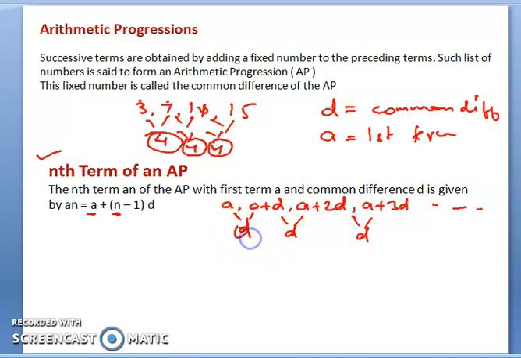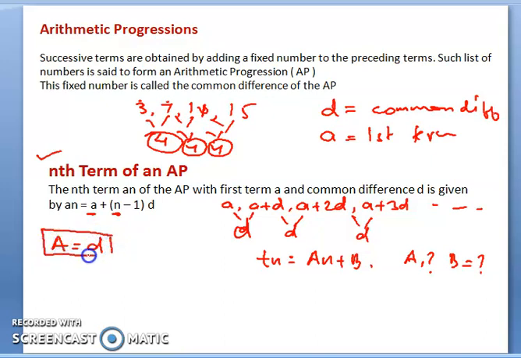Okay, so how can we find the formula using this? We can write Tn or An is equal to An plus B, where we need to find out what A is and what B is. So how can we find out? A is the difference, that means A is equal to this difference. In this case we can write here D.